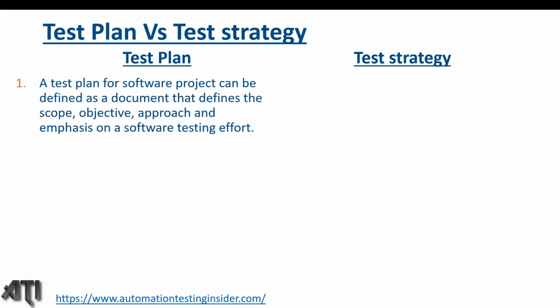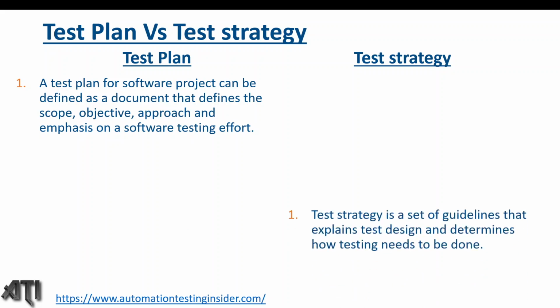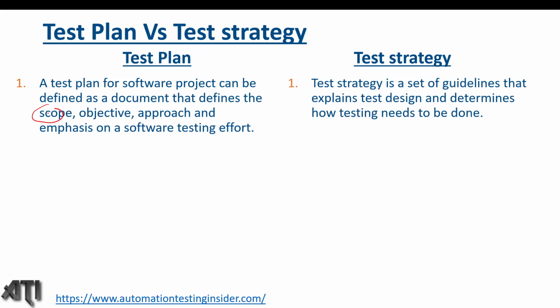A test plan for a software project can be defined as a document that defines the scope, objective, approach, and emphasis on a software testing effort. So mainly it talks about the scope, objective, approach, and testing effort. These are the main things about the test plan. Approach is nothing but, whenever we have smaller projects, the test strategy is part of the test plan. That's why I have written approach over here as well.